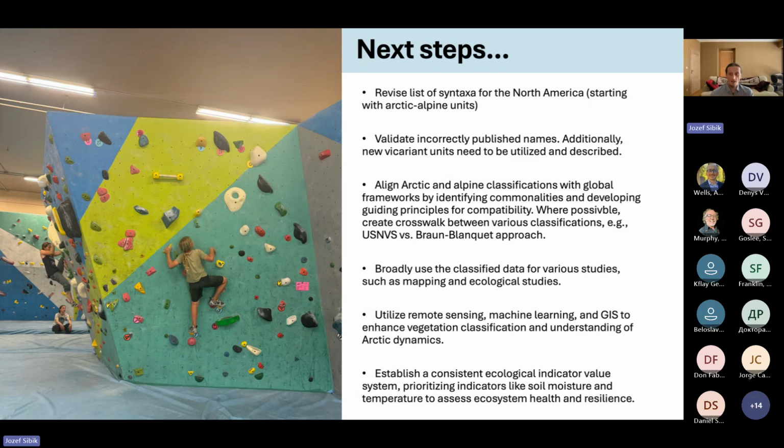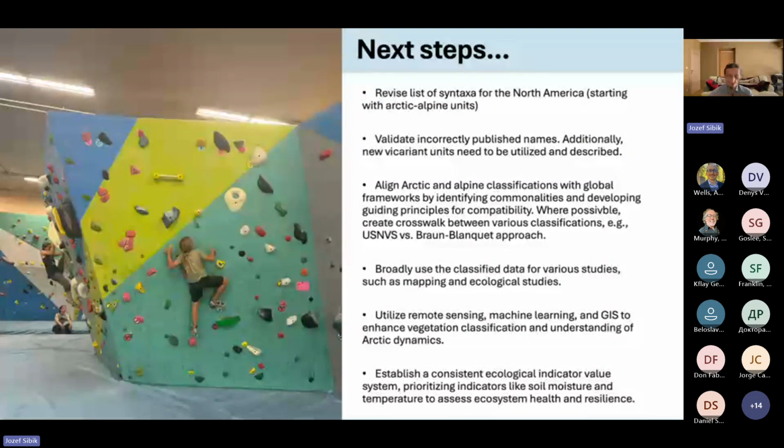And also another step is, whatever classification we use, we should have a meaningful crosswalk between various systems to be used for various purposes, scale dependent, as I mentioned before. And then we can use this data and vegetation classification for various studies, like mapping, monitoring vegetation, or for various ecological studies, solving very big and basic ecological problems, like we see from using the European Vegetation Archive recently.